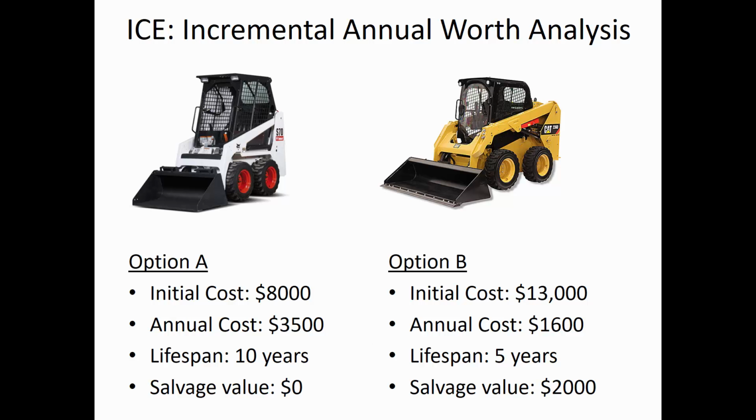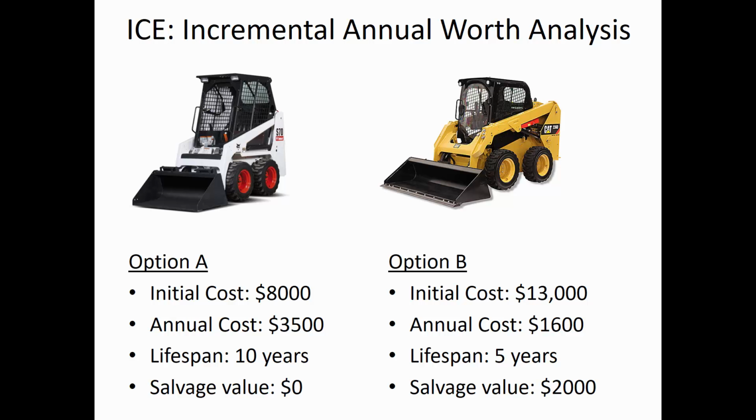So this is the equipment we're comparing in today's example. Two different skid steers, as they're called. One is made by Cat, one is made by Bobcat, and option A has a cheaper cost and it lasts longer. So you'd think maybe at first glance option A is an open and shut case, it's the better equipment. On the other hand, option B, although it costs more, it doesn't last as long, but it has a much lower annual cost and a salvage value, whereas for some reason option A does not have a salvage value.